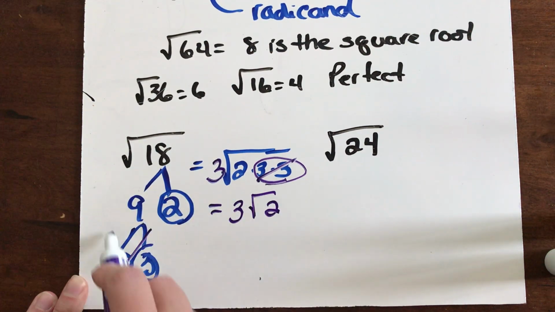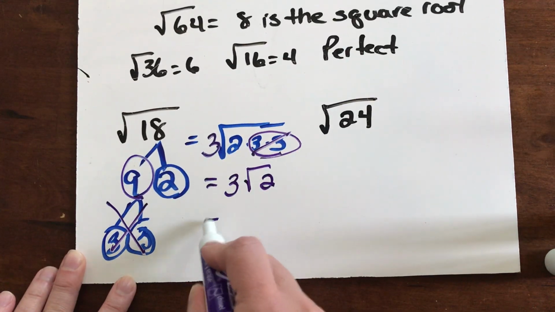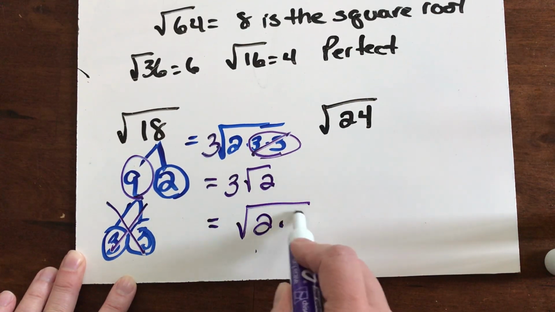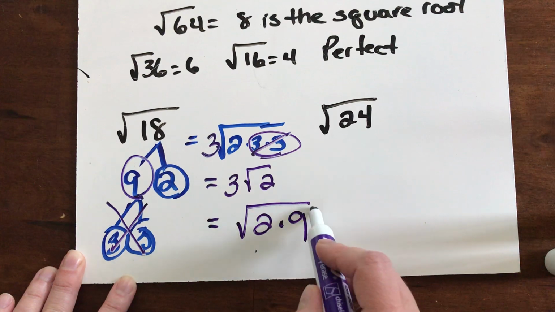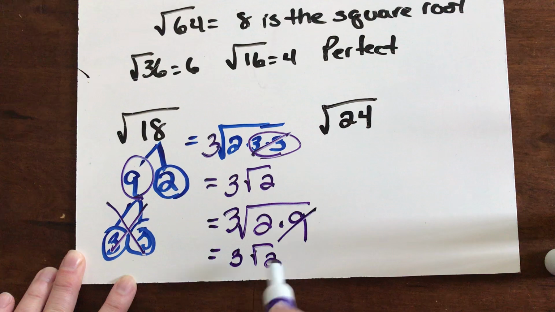Now if I had not done this part and just circled the 9, I'd have on the inside of the radical 2 times 9. Well, that's a perfect square. The square root of 9 is 3. And I end up with 3 times the square root of 2.